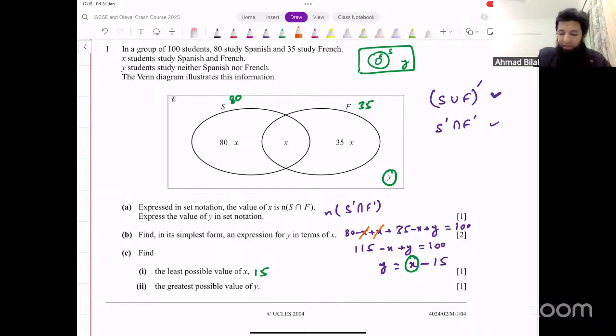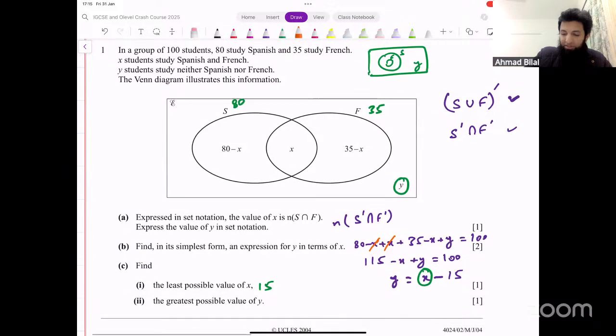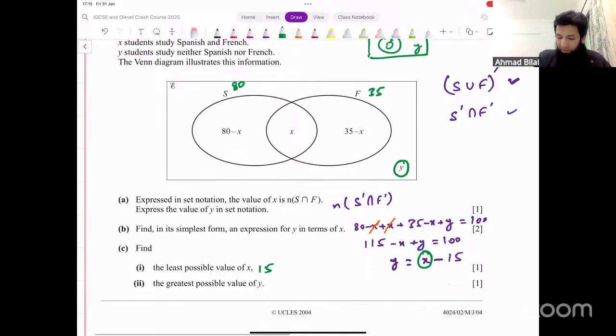So in this case, if the French set becomes a subset of the Spanish set, what does that mean? All of these 35 students are also inside this circle now. So the value of x, therefore, what is that going to become? The value of x is going to be 35 in this case. And if x is 35, what's the number outside? The number outside is going to be 35 minus 15, which is 20. And that will be the largest possible value of y that we can have here.